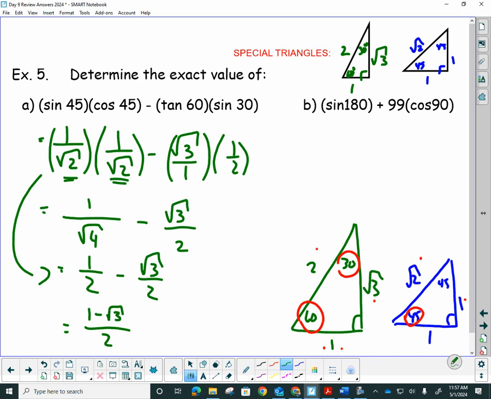No need to go to a decimal here. It says the exact value, which is the whole reason why we're doing this. We're finding the precise answer, not some decimal approximation.